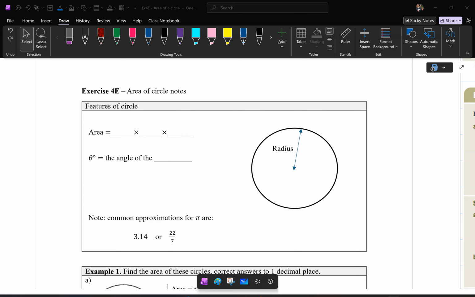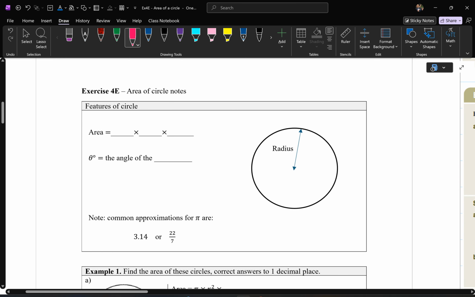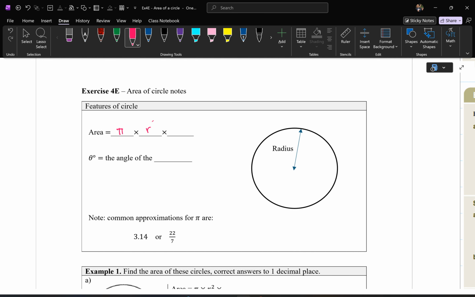Alright team, exercise 4E. We're now going to look at area of a circle notes. I'm going to get you to copy this down. The formula for the area of a circle is pi times r, which stands for the radius, squared. Okay, and that's the year 8 formula.